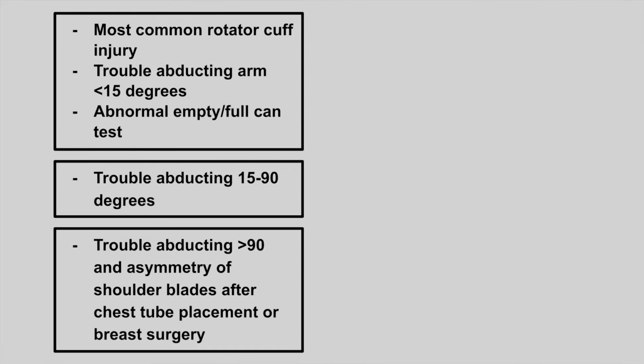So first, we'll be doing some muscle injuries. So the first one is the most common rotator cuff injury. There's going to be trouble abducting the arm the first 15 degrees, and there's an abnormal empty and full can-test. So this is a supraspinatus muscle injury, and remember the nerve that innervates this muscle is the suprascapular nerve.